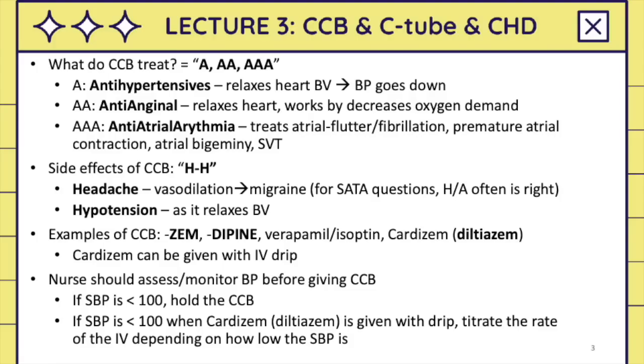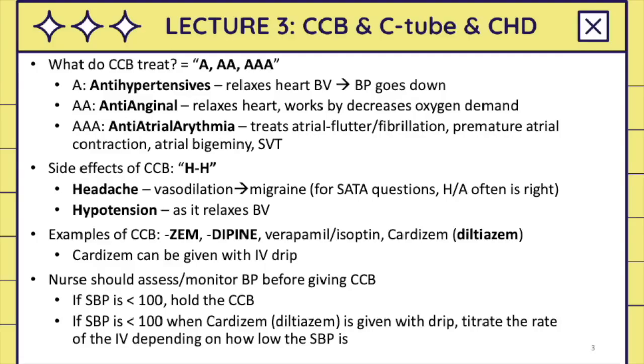And then there are two others you have to know by name. Verapamil and Cardizem. So the dipines, verapamil and Cardizem. Those are your calcium channel blockers. Which of those can be given as a continuous IV drip? Cardizem.